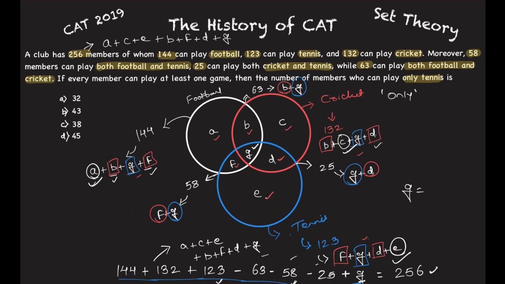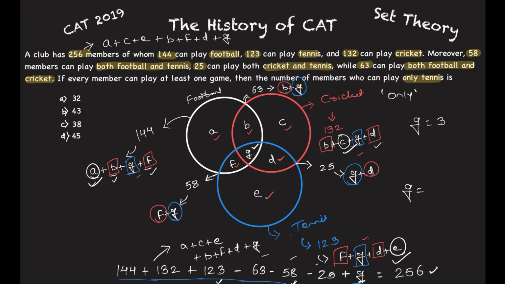So this is 144 plus 132 plus 123 minus 63 minus 58 and minus 25, which is what I have here. And this comes out to be 253. So G is equal to 256 minus 253. G comes out to be 3. Okay, now the problem is solved.